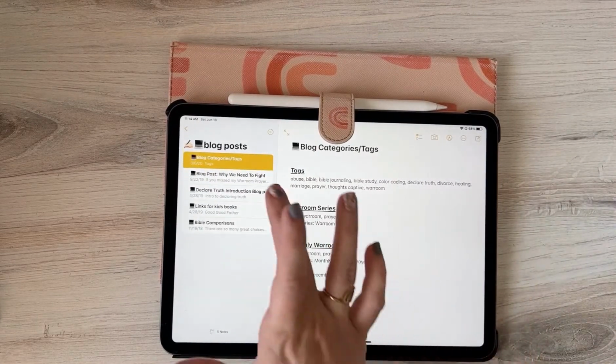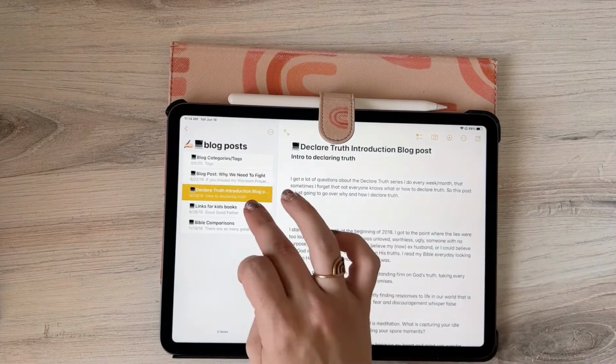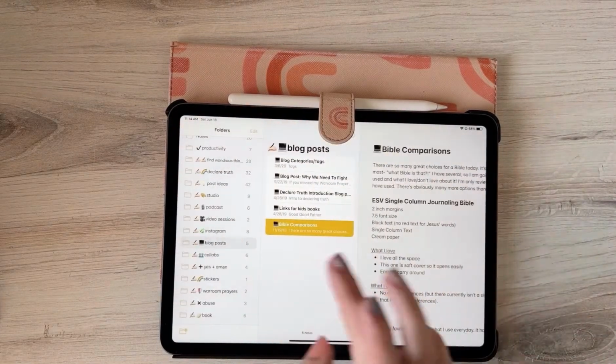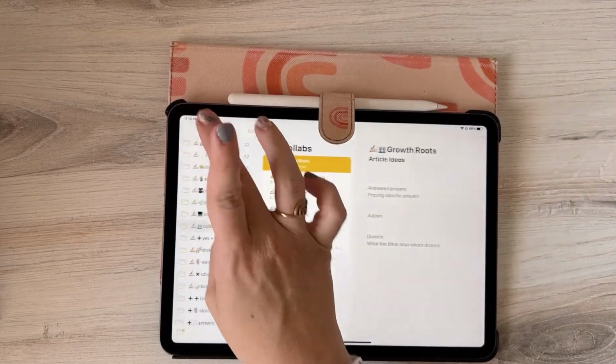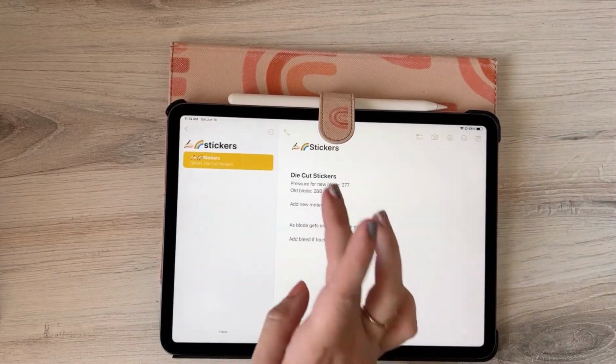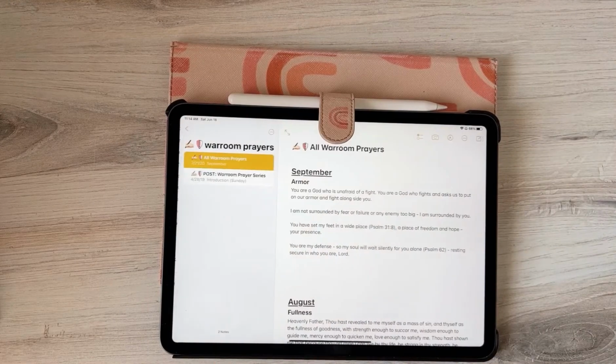These are, I think, blog post ideas. Yeah, I take notes on absolutely everything. Collabs, just some people I've worked with, if I'm working with. Stickers, war room prayers.